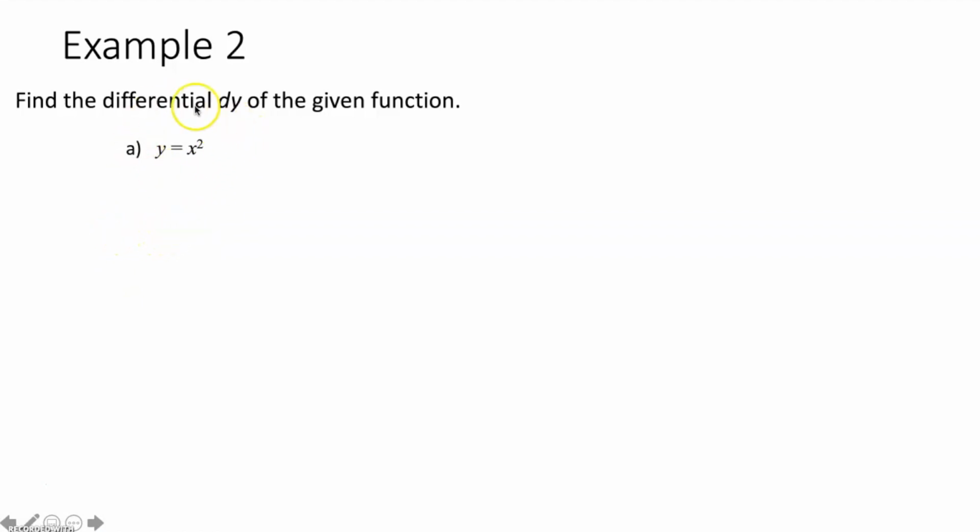So how do we take the derivative of this function? Well, over here, when we take the derivative of y with respect to x, that turns into dy dx. Over here, we use the power rule, and it just becomes 2x to the first power. Then we are solving for dy, so all we have to do is multiply both sides by dx, and we end up getting dy, the differential of y, is equal to 2x dx.